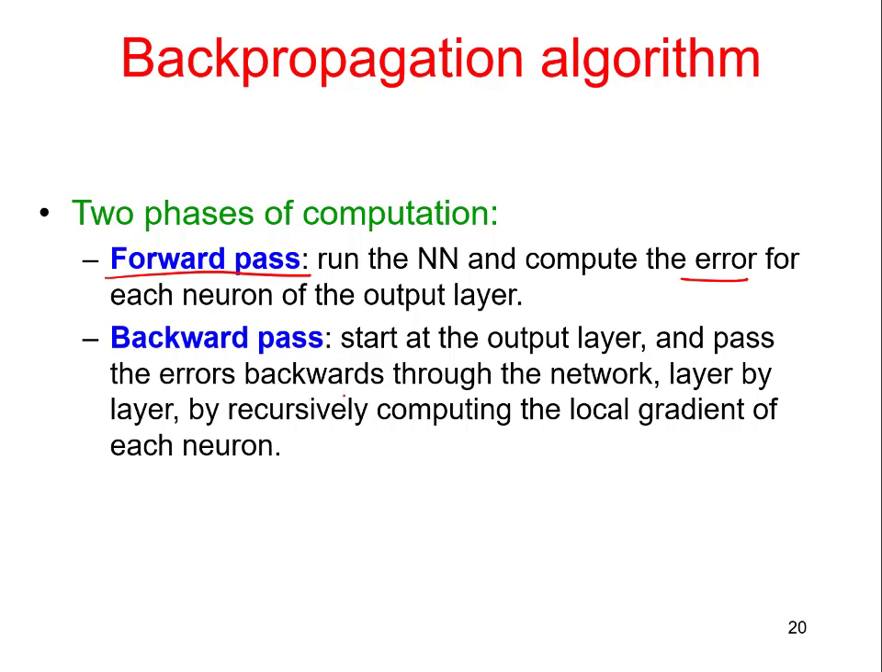That means it is passing the error information from the output layer to the previous layer, and the previous layer, and the previous layer. So layer by layer it is passing the information by recursively computing the local gradient of each neuron. The important word here is recursively, so how does recursive computation work? We know that recursive computation is performed in the deeper layers and returns the results to the upper layers. The backward pass also computes in this way.